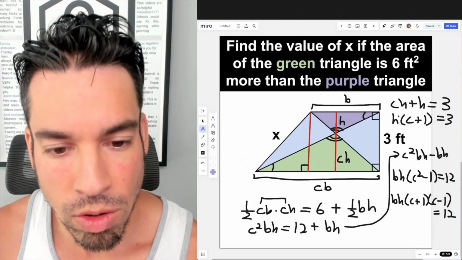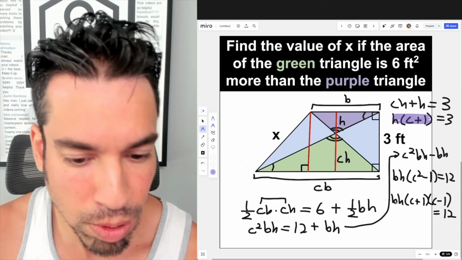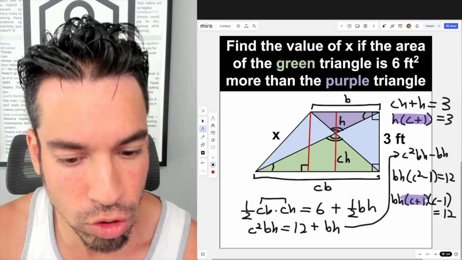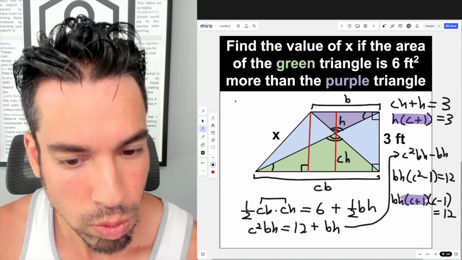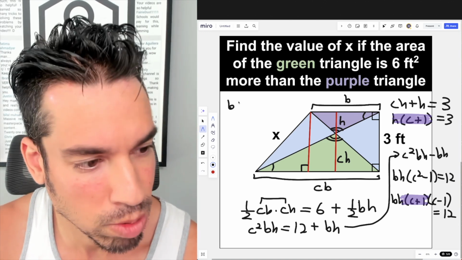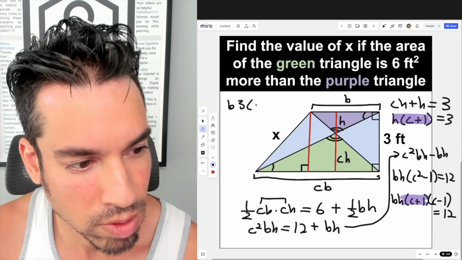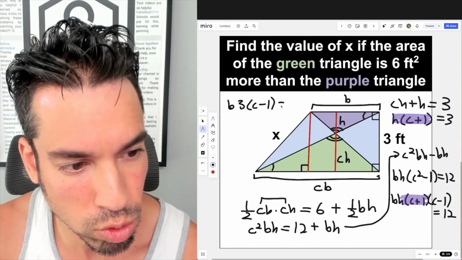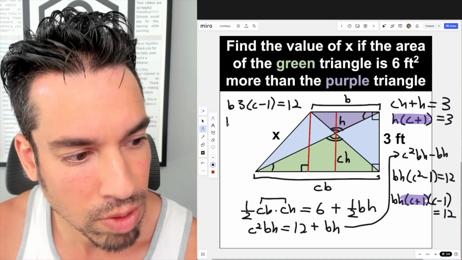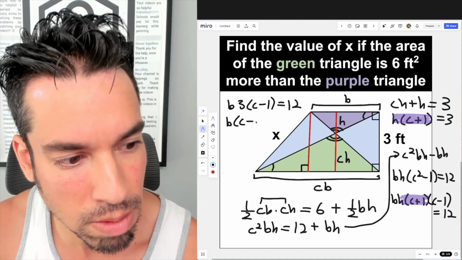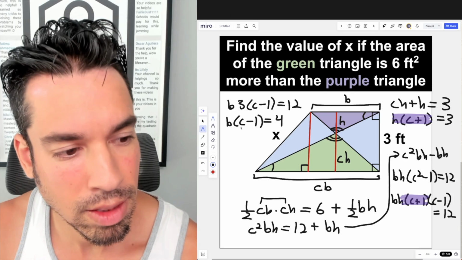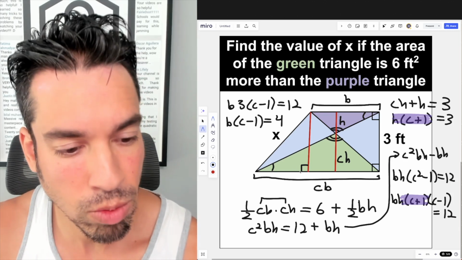So now what you might notice is, check it out, we've got H times (C plus 1) here as well. So now we can do a little substitution and substitute that 3 in. So we're going to take this little spot up here. So we've got B times, instead of H times (C plus 1), we've got 3. And then we've got C minus 1, and this equals 12. I know this looks messy, but the next thing I'm going to do is divide both sides by 3, and we've got B times (C minus 1) equals 4. Now, you might not think that this is significant either, but there's something really interesting going on.